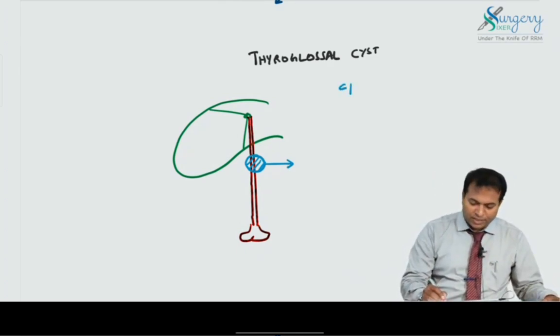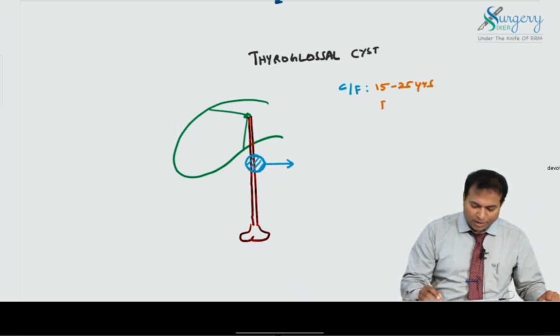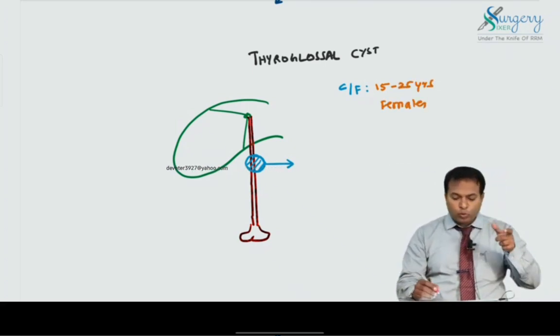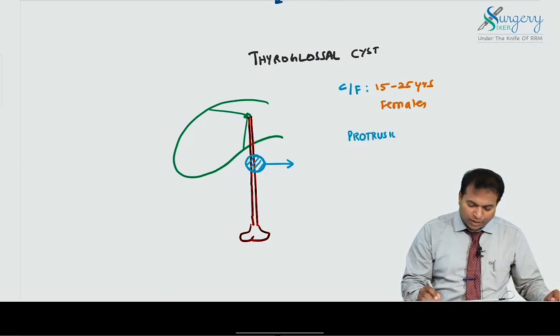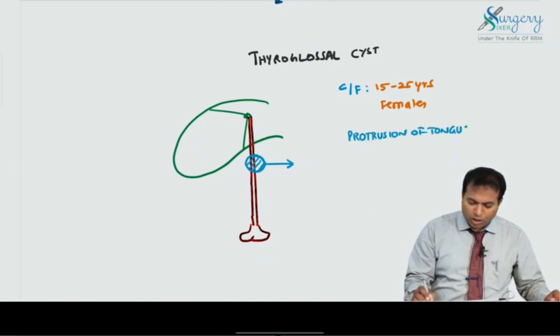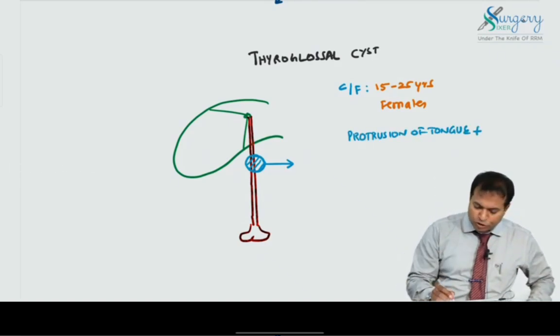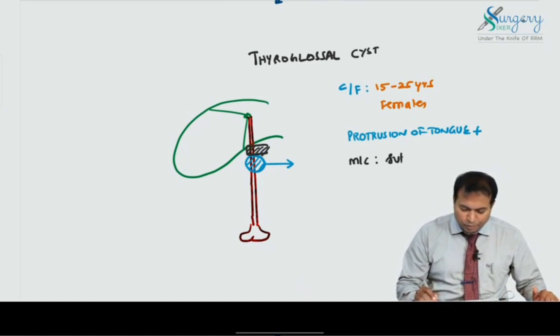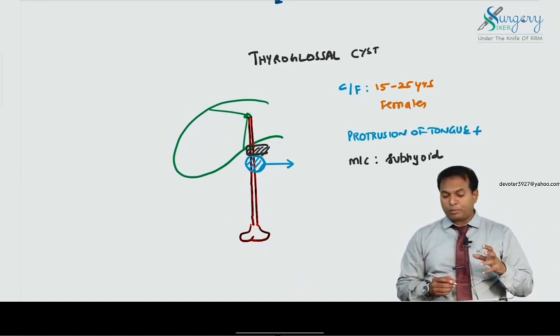So the important clinical feature is, though it is a congenital cyst, the common age group of presentation is 15 to 25 years and is common in females. And the classical point is, this is not only moving with deglutition, it also moves with protrusion of tongue. This is the only swelling moving with protrusion of tongue. On protrusion of tongue, thyroglossal cyst moves up. The most common position is below the hyoid bone. It can be seen all along the course, but the most common position is subhyoid.